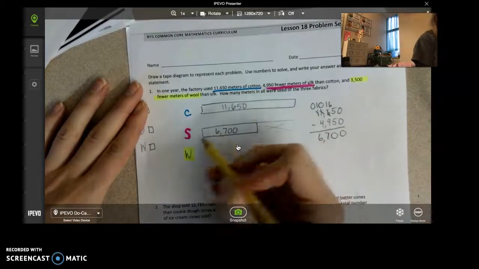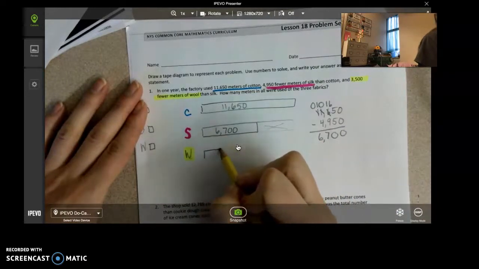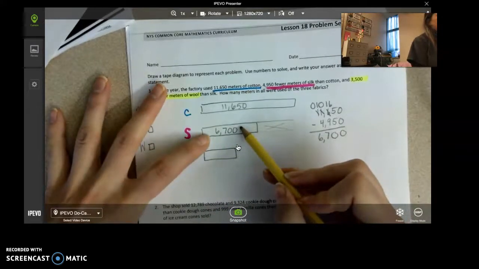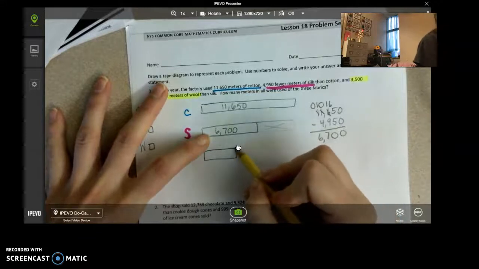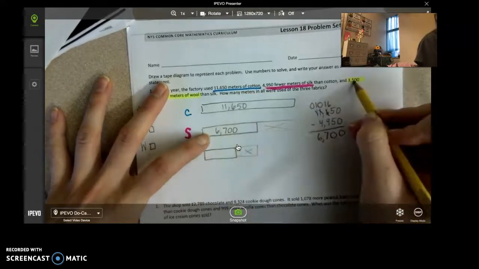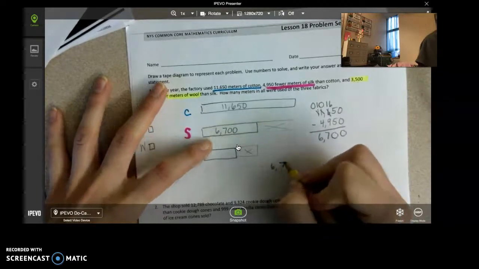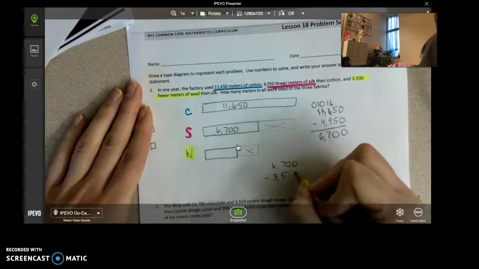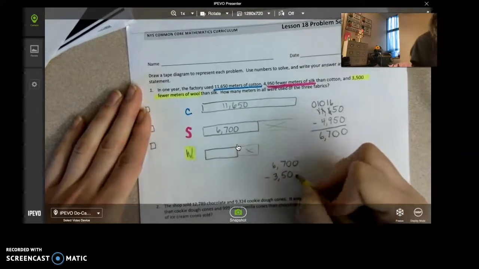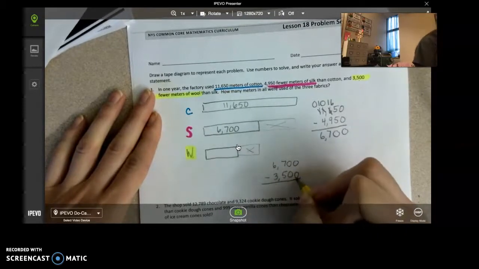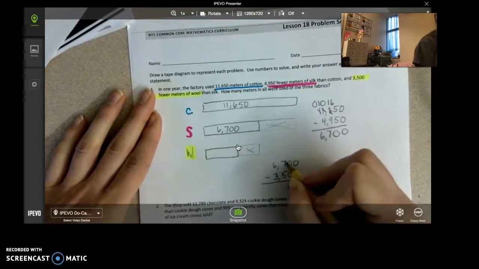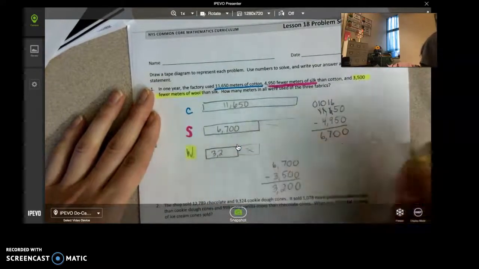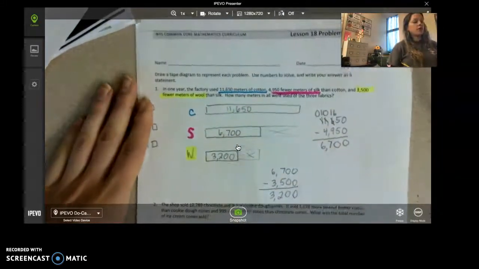Finally, I have 3,500 fewer meters of wool than silk. So that means I'm taking this silk and I need to subtract this part here, 3,500, to find out how much wool actually was used. 0 minus 0 is 0, 0 minus 0 is 0, 7 minus 5 is 2, and 6 minus 3 is 3. So I can see that 3,200 meters of wool were used.